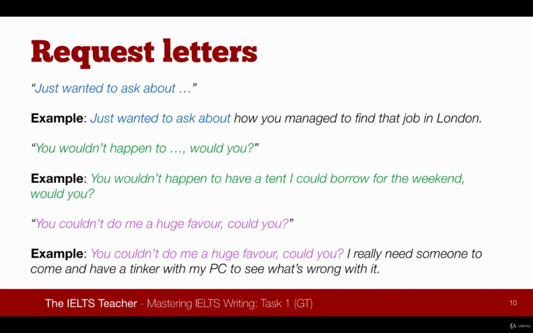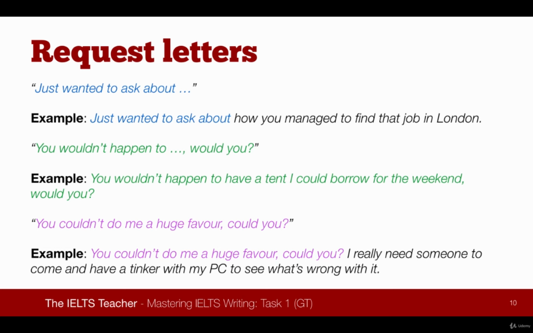Nice and simple. You wouldn't happen to something, something, something, would you? Notice at the end here, you have that question tag like you would use when you were speaking. So that's why it's being used here, to imitate that speaking, conversational vibe. You wouldn't happen to have a tent I could borrow for the weekend, would you? This is a really useful one because it shows your understanding of punctuation as well and inversion as well.